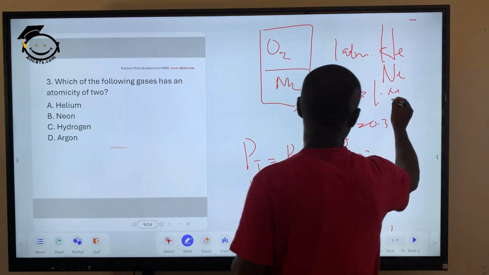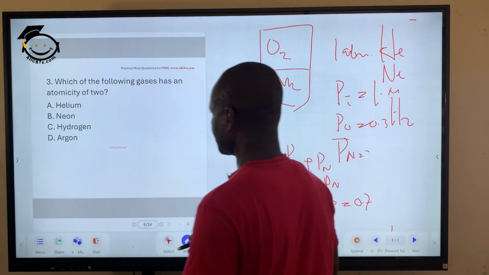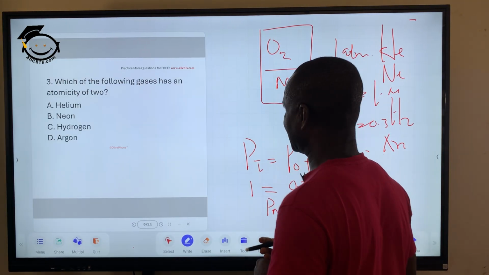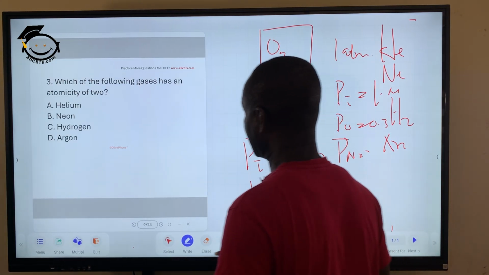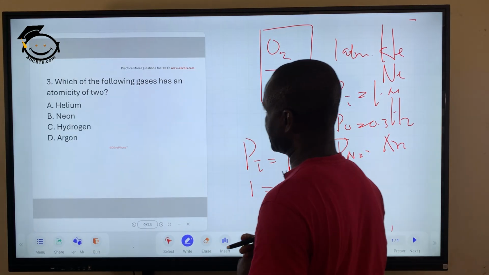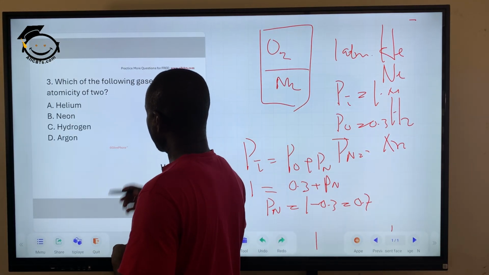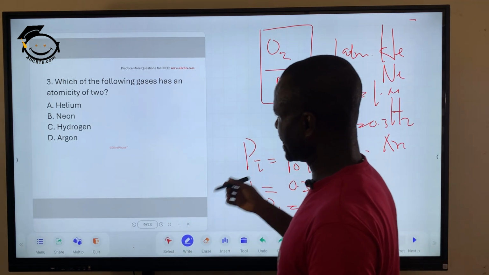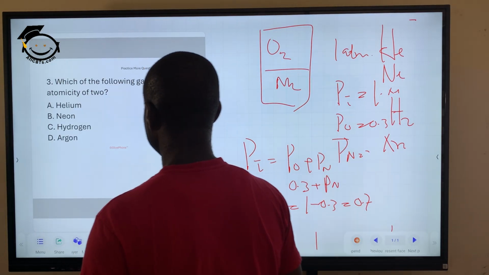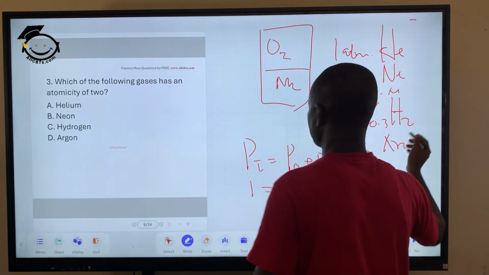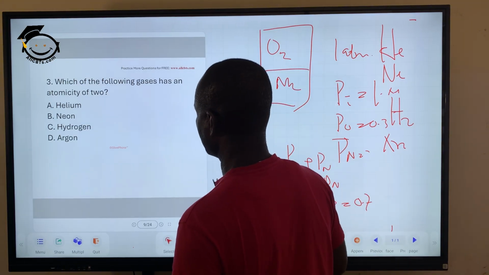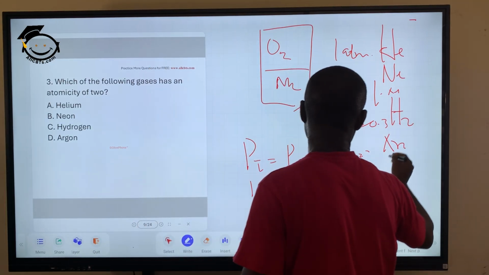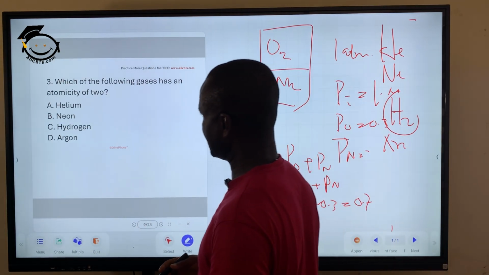Hydrogen is H2. And argon is Ar. So you can see 2 hydrogen atoms are represented in the hydrogen molecule. So atomicity is simply the number of atoms present in the substance. The element that has an atomicity of 2 is hydrogen. So the correct answer is C, hydrogen.